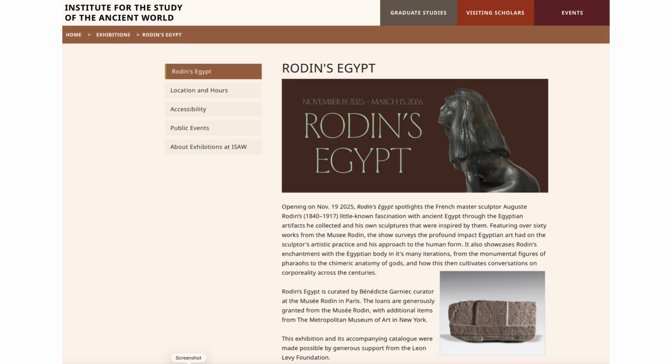So another example is this current exhibition at the Institute for the Study of the Ancient World in New York City, and it addresses French sculptor Auguste Rodin's fascination with ancient Egypt. The show surveys the profound impact Egyptian art had on his artistic practice and his approach to the human form. It also showcases his enchantment with the Egyptian body, from the monumental figures of pharaohs to the anatomy of the gods depicted as human-animal hybrids.